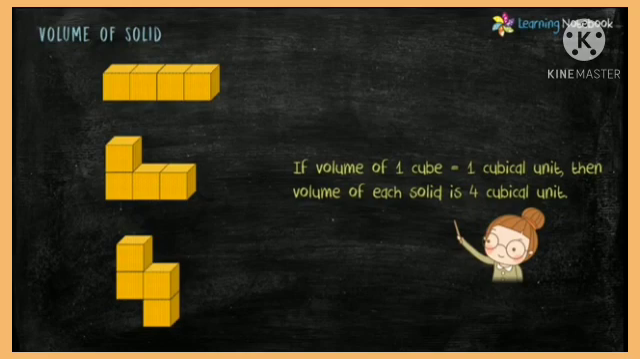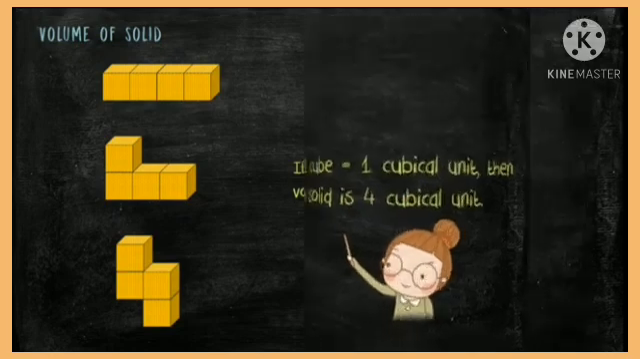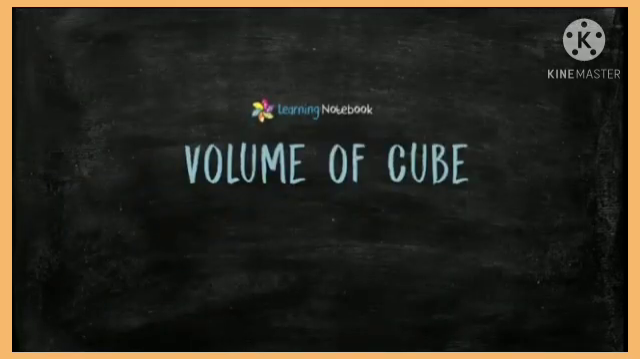However, if the object is of irregular shape, then it is difficult to measure the volume in terms of unit cubes. Therefore, students, we need formulas to calculate volume of solid shapes. So, in this chapter, we will learn volume of cube, cuboid and cylinder. So, let's first see volume of cube.